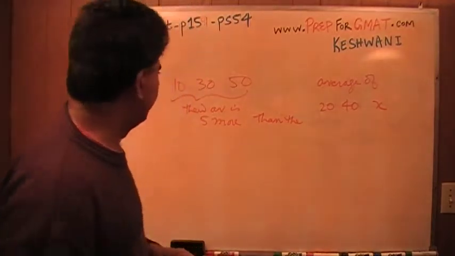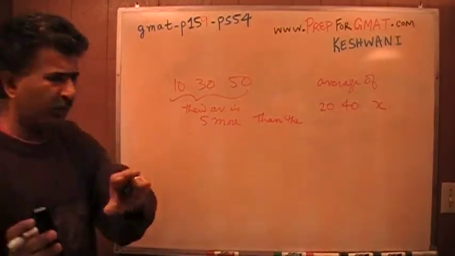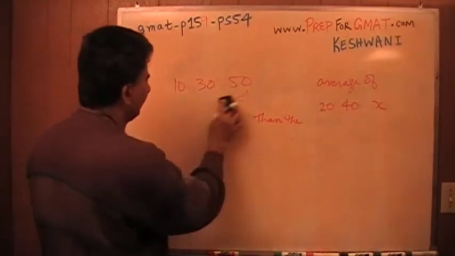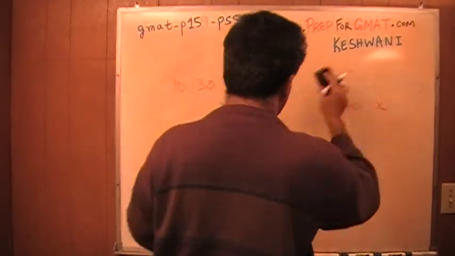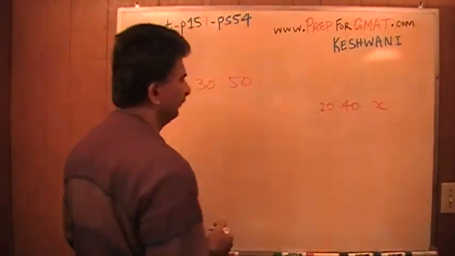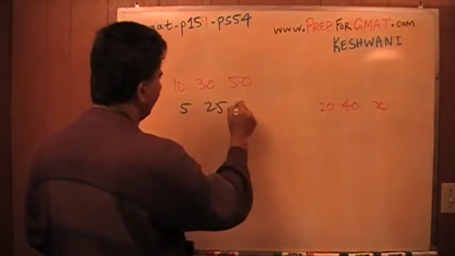For example, here, I'm going to erase the whole thing. This is too much. I'm going to erase everything, and I'm just going to show you how to solve the problem here. I have three numbers here, and I'm told that the average of these three numbers is more than the average of these three numbers. So the very first thing I'm going to do is change all of these numbers into 5, 25, and 45.